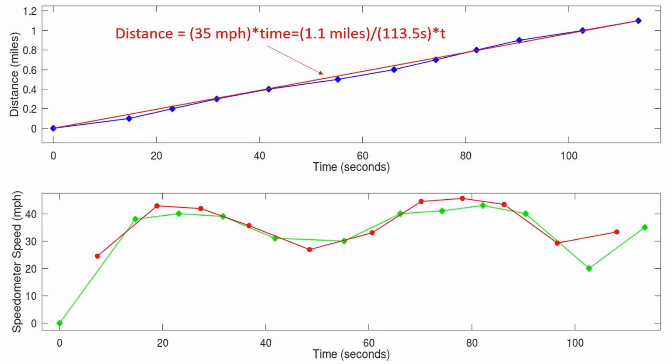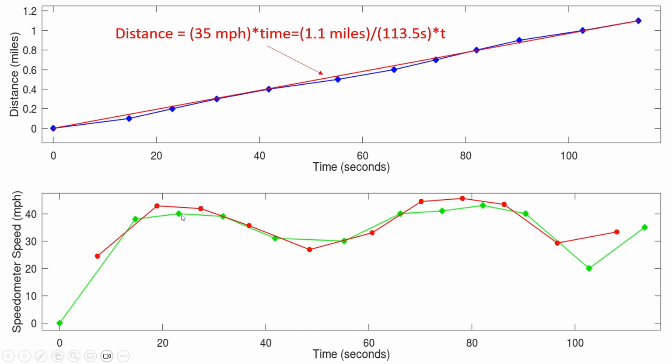So, what if we just drew a straight line through this data, and what if we just drew it from start point to end point? Well, that's not too shabby. We get an average of 35 miles an hour. So this, y equals mx plus b, is a straight line. In this case, it starts at 0, so it's just 35 times time, which gets us to 1.1 miles in 113.5 seconds.